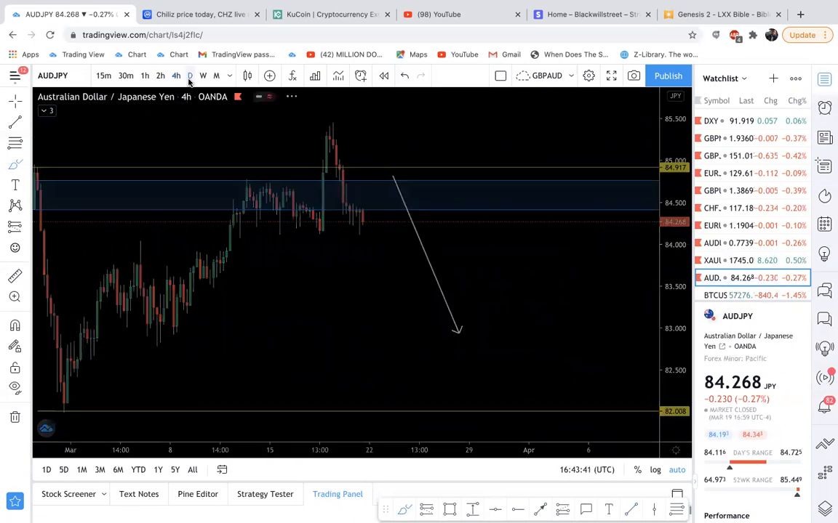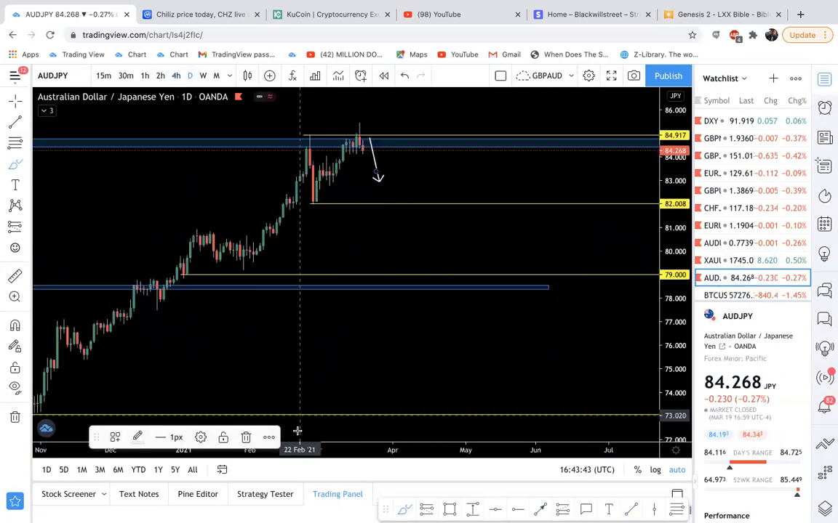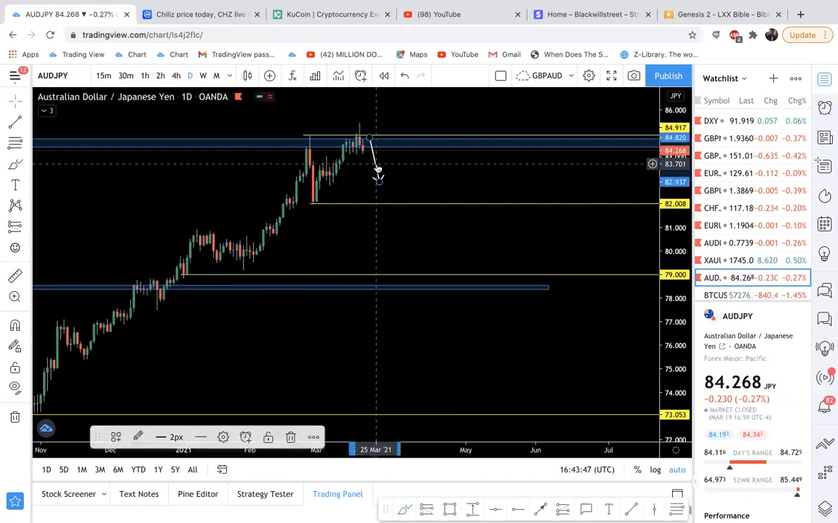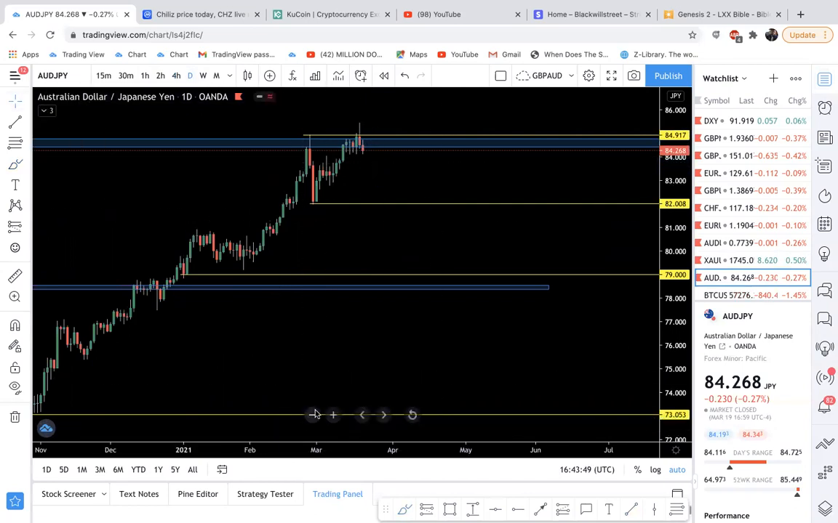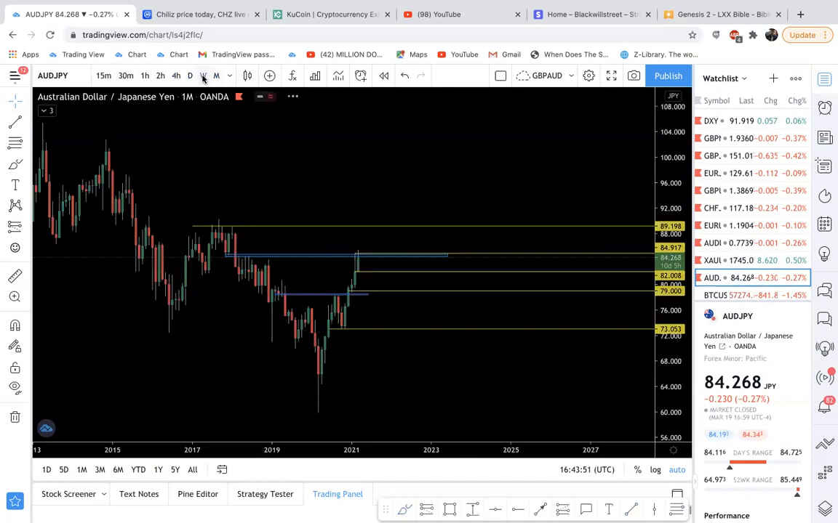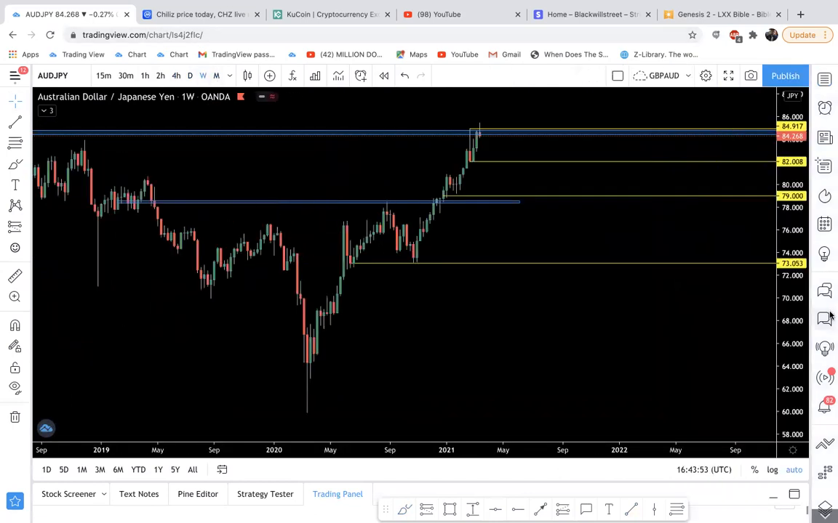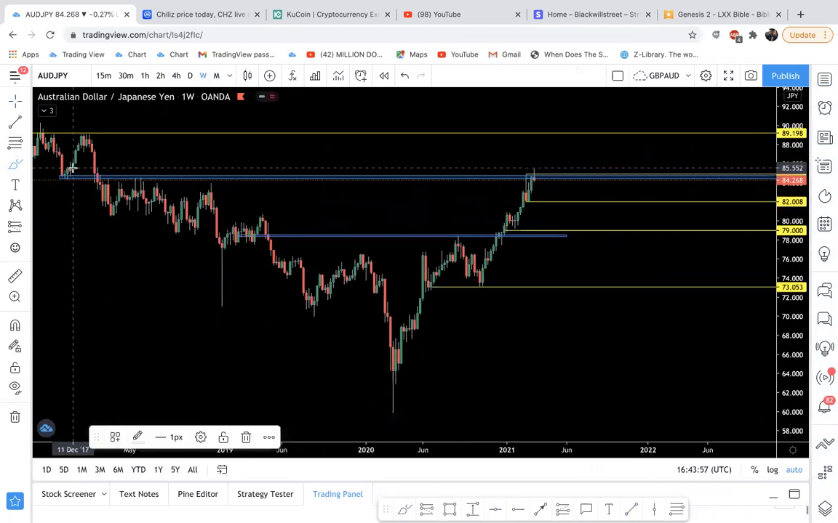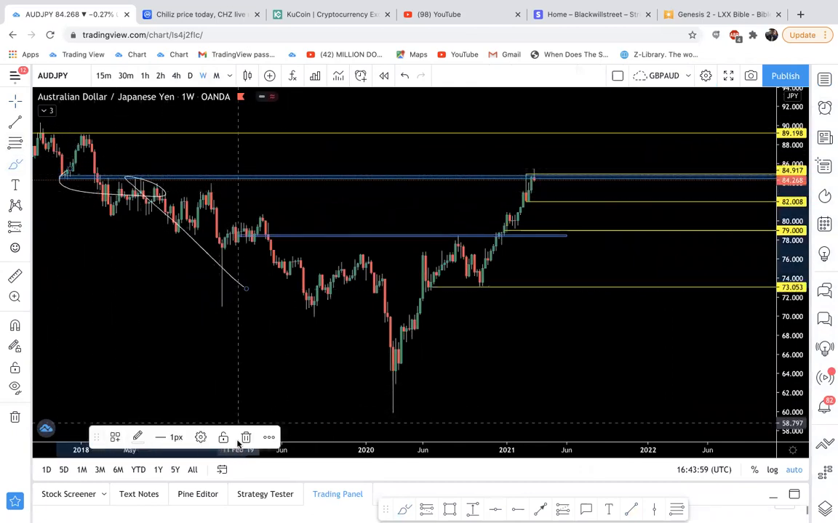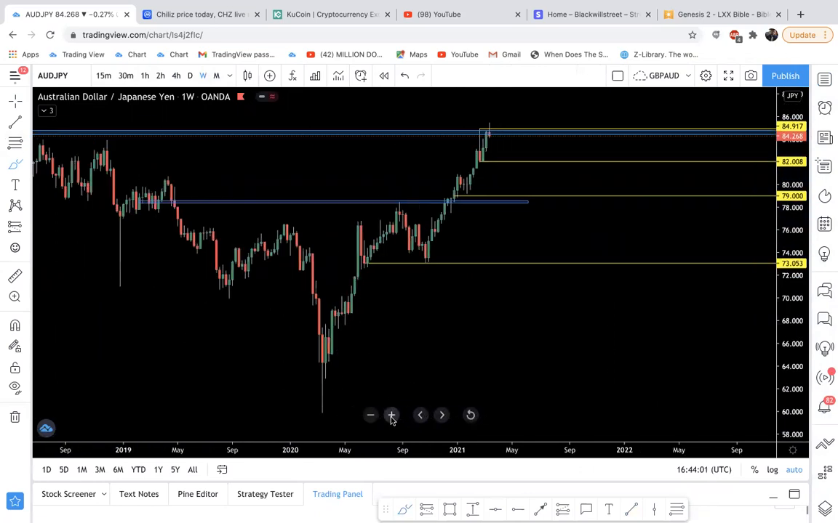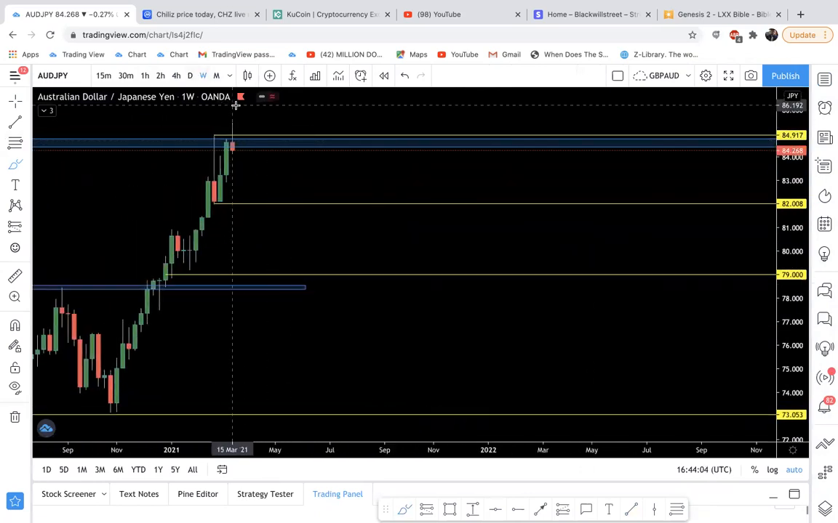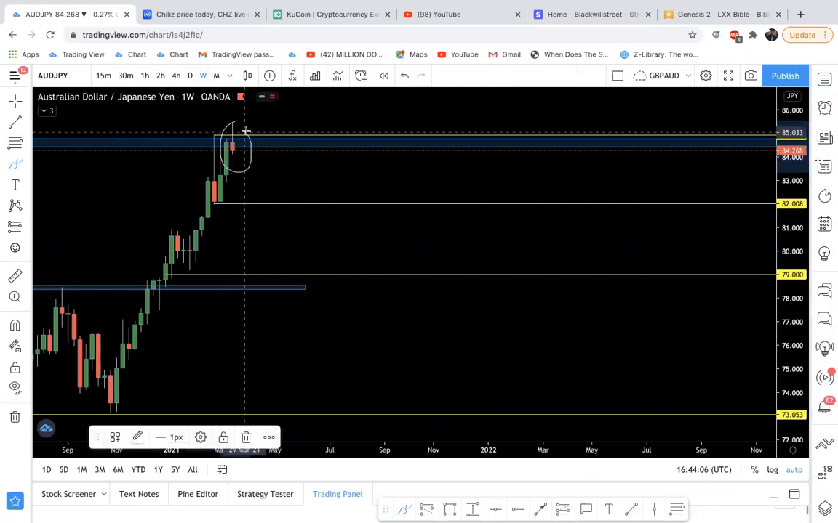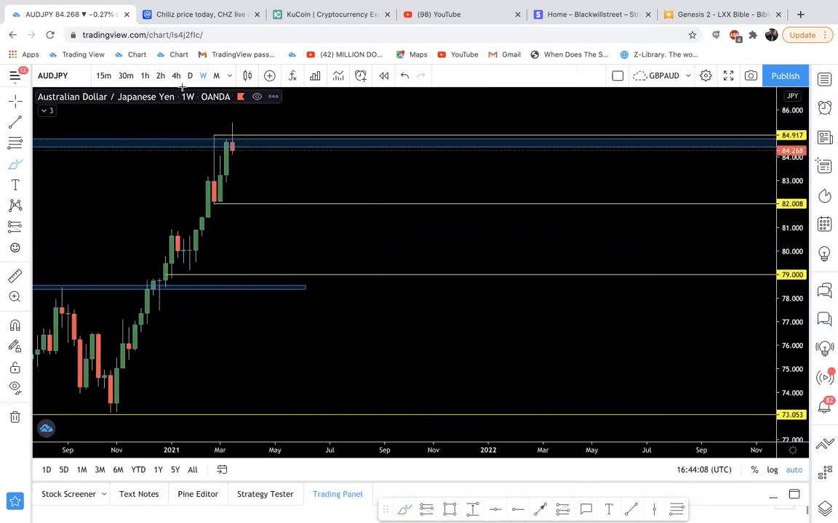All right, now AUD/JPY. This was a stop hunt. It gave a stop hunt above this level. So if we look on the weekly, price is still at this level of structure where you have previous sellers right here. The weekly looks like it's about to close as a bearish pin bar. It's a good sign for sellers.